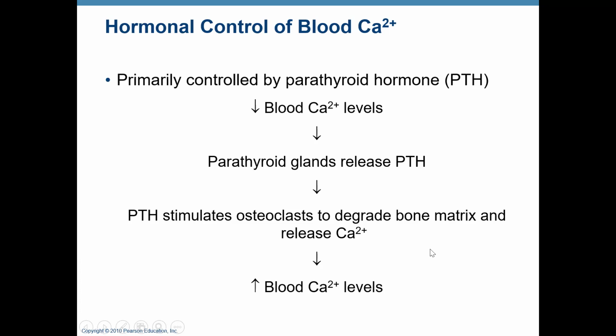Parathyroid hormone's other target is that it promotes the synthesis of vitamin D at the kidneys. You need vitamin D in order to absorb calcium. Therefore, the more vitamin D available, the more calcium you'll absorb from your diet.